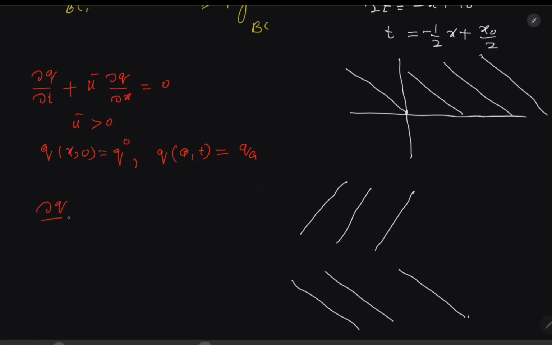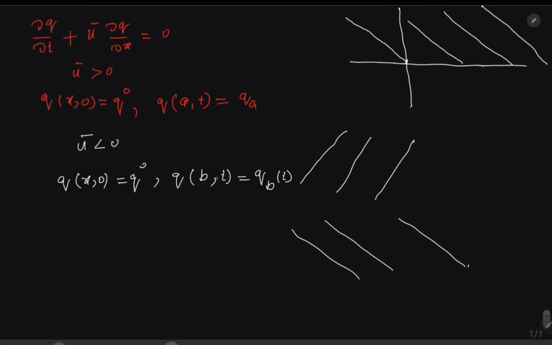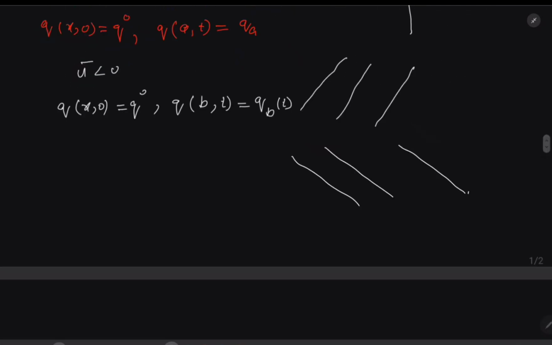And then if u bar is less than 0, the initial condition is q naught, and the boundary condition will be defined as q b is equal to q b, which is a function of t and can be a constant. So these boundary conditions are required. Another boundary condition for numerical purposes will be taken from extrapolation.